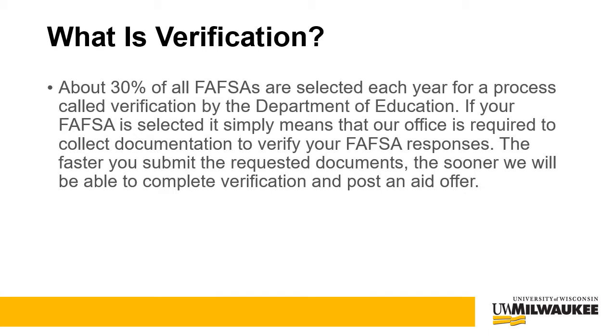As many as 30% of FAFSAs are selected for verification at random by the Department of Education, and some schools verify all students' FAFSA information. UW-Milwaukee's policy is to only request documents for those students who are selected for verification by the Department of Education, or when there is clearly an error that can easily be resolved with the collected documentation.